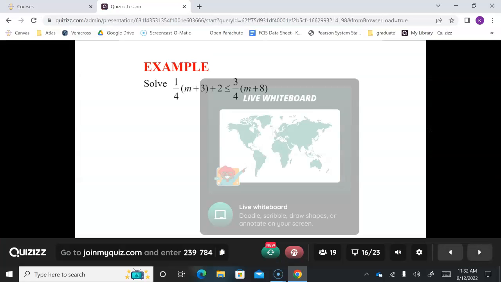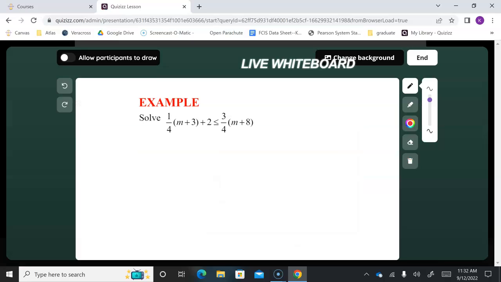Do I have any fractions to get rid of? How? Okay, what's my LCD? Not 12. Not 8. 4. Those will work, you'll just have to simplify more later. So our least common denominator is 4. So we're going to multiply everything by 4. Well, 4 times 1/4 is what? 1. So that cancels. M plus 3.